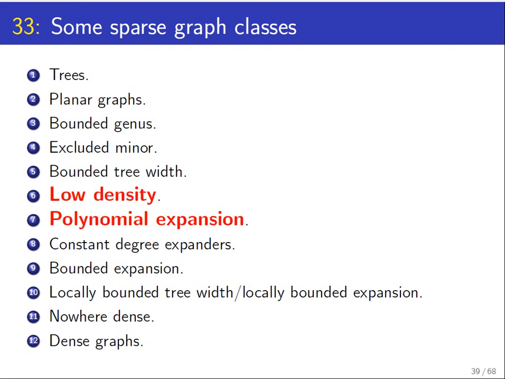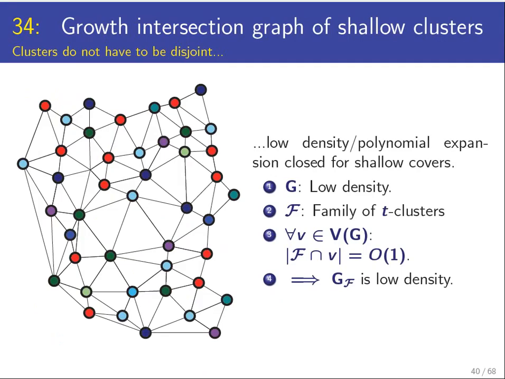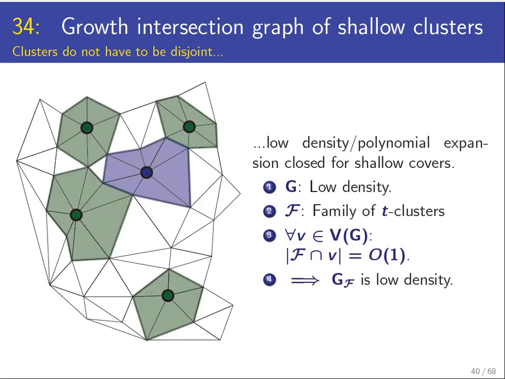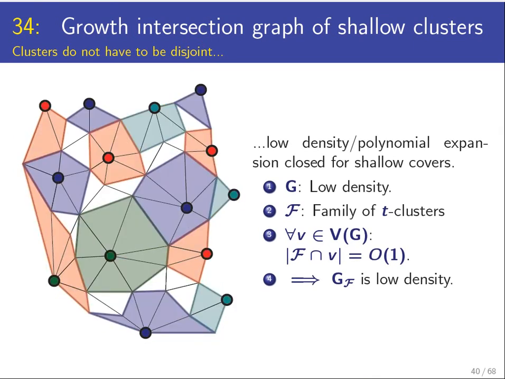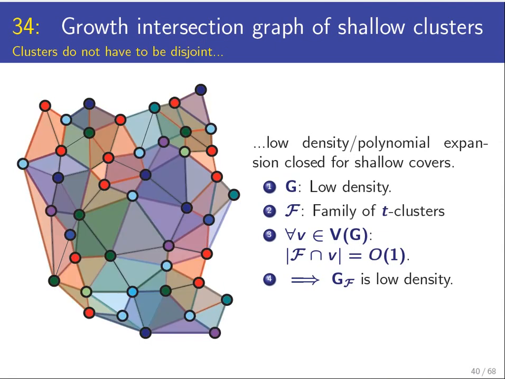I kind of listed them by inclusion, but very roughly, because the dependency between those classes is way more complicated than linear. You would have to see the book for more details. Okay, let me mention another interesting property of polynomial expansion graphs, and as such also of low density graphs, which is that in these T clusters, you don't need them to be disjoint, right? So you can cover the graph with a large collection of T clusters, not necessarily disjoint.